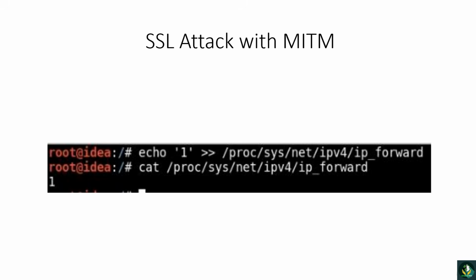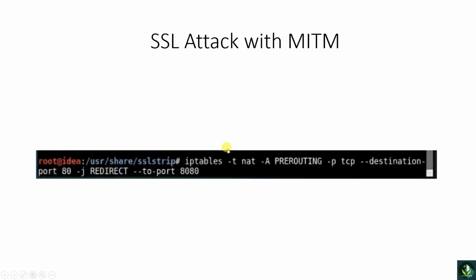As you can see, this command is for opening up the forward property. Then what we're going to do is use iptables -t nat -A. So what we're going to do is change the iptables command in the terminal. As you can see, the destination port would be 80 and it will be redirected to the port of this.